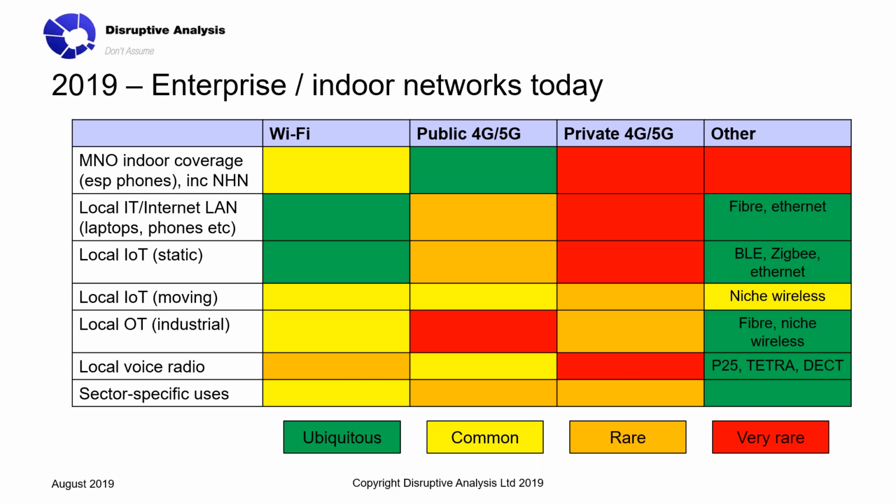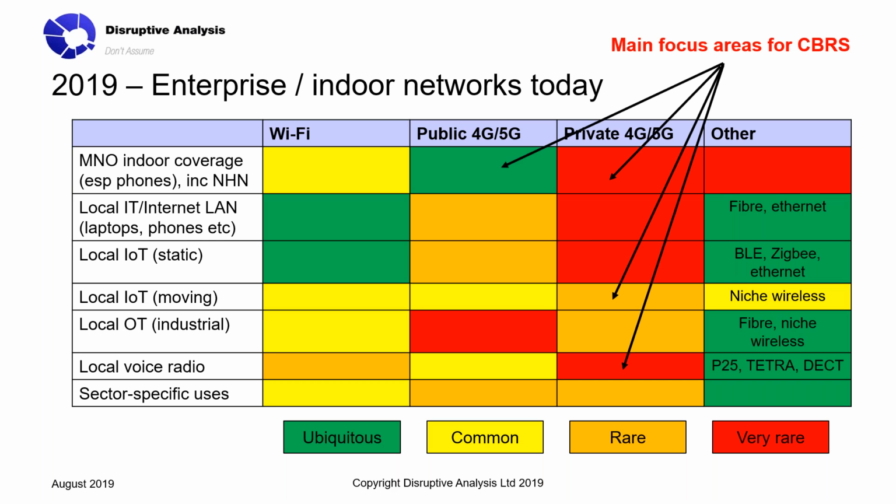And as I say, I've got the use cases split out between the indoor coverage of outdoor networks, the MNO indoor coverage, the local, what I call IT and internet LAN, which is what you connect your laptop or your printer to, and this is Wi-Fi's main domain today. There's IoT, some of which is static, like lighting and heating controls. Some of it is moving, like robots and vehicles. OT stands for operational technology, and that's industrial machinery. So it could be production plant in a factory, and then voice usage, and then there's going to be a bunch of other specialized use in particular industries. So, broadcast networks, for example.